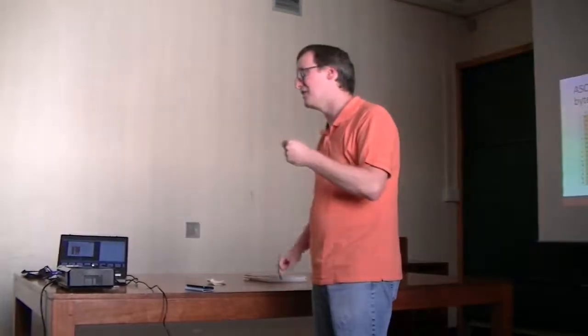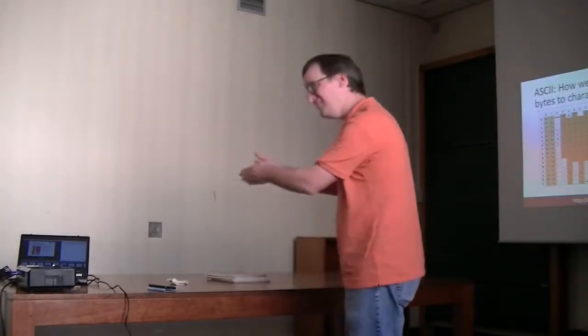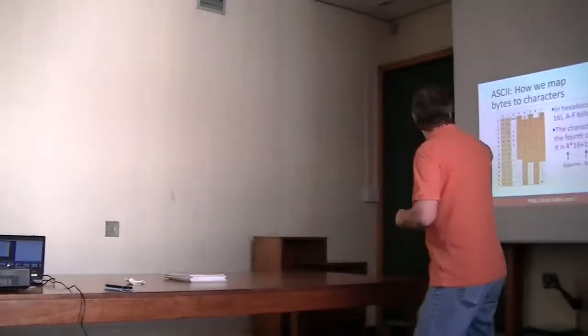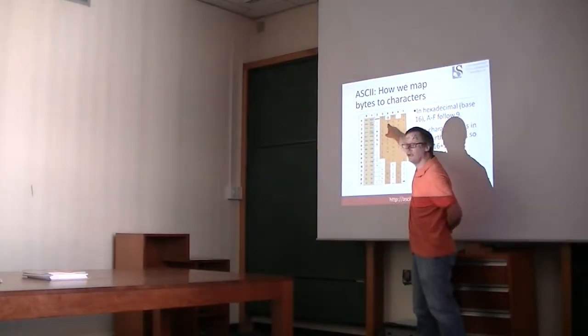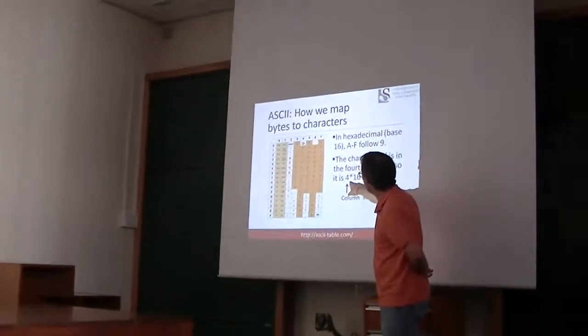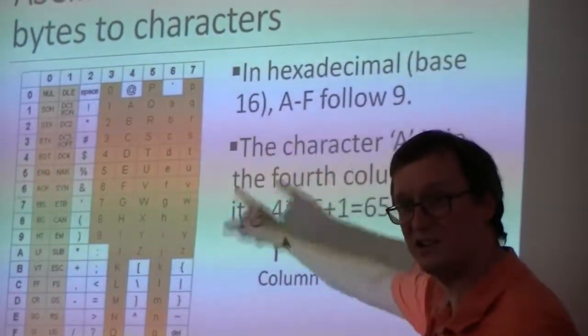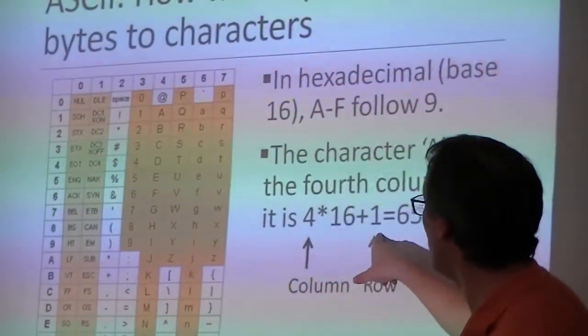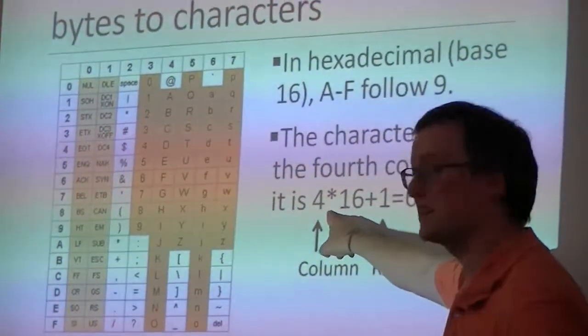Okay. So hexadecimal is one of these ways that we deal with different numbers of levels in any one digit, essentially. The way that we map that then reflects this. So we wanted to know what the value that maps to capital A is. We have to multiply the column that it's in, 4, by 16 because there are 16 rows, and we add to it 1 because we're at the one row in the table. So 4 times 16 is?